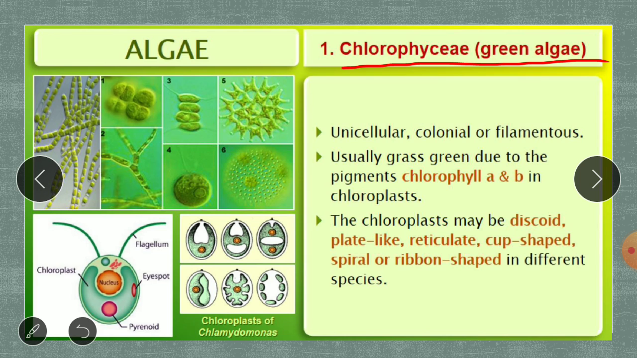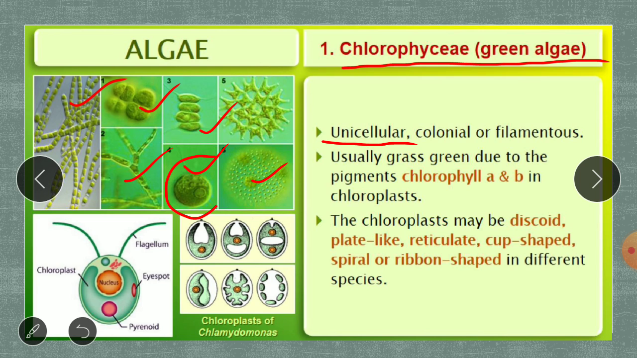From the name itself, we can say that these algae are green in color. As you can see in the diagrams on the left hand side, all these are examples of the green algae. These are the microscopic views of the green algae. They are usually small and unicellular. Unicellular means made up of only one single cell.